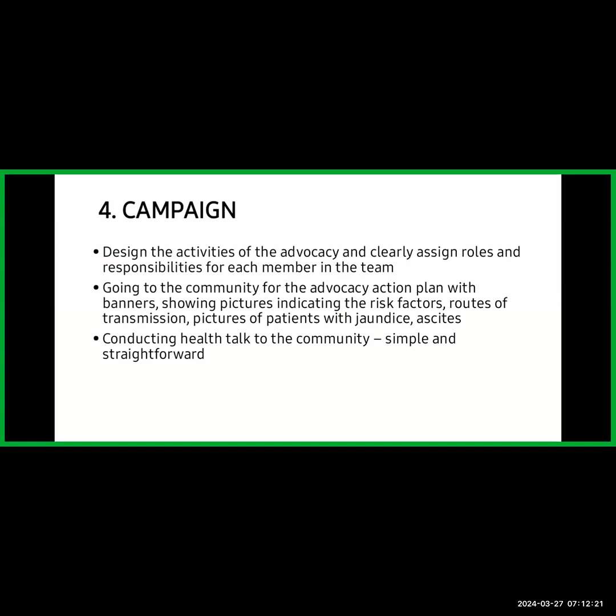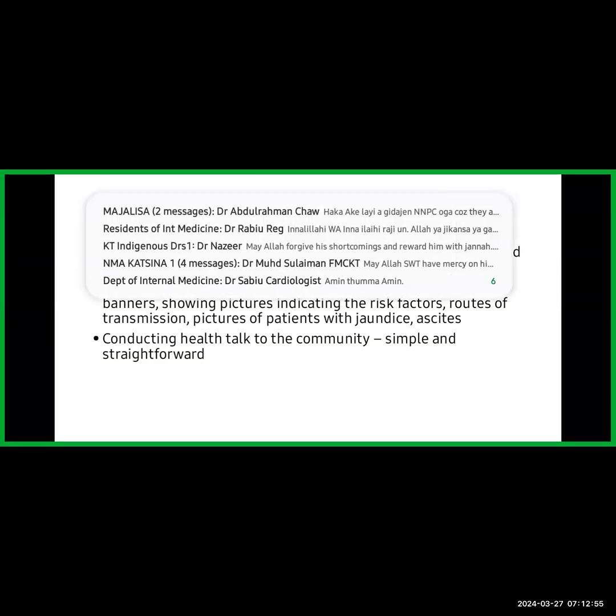So again, going to the community proper, for advocacy, I may display banners, as I said, pictures indicating risk factors, like maybe indiscriminate use of sharps, improper transfusion of blood, and babies that are not immunized appropriately, and some other things that will attract people's attention towards that. And again, jaundice and ascites, pictures of patients indicating these are the possible complications that could come from this. Then health talk to the community.